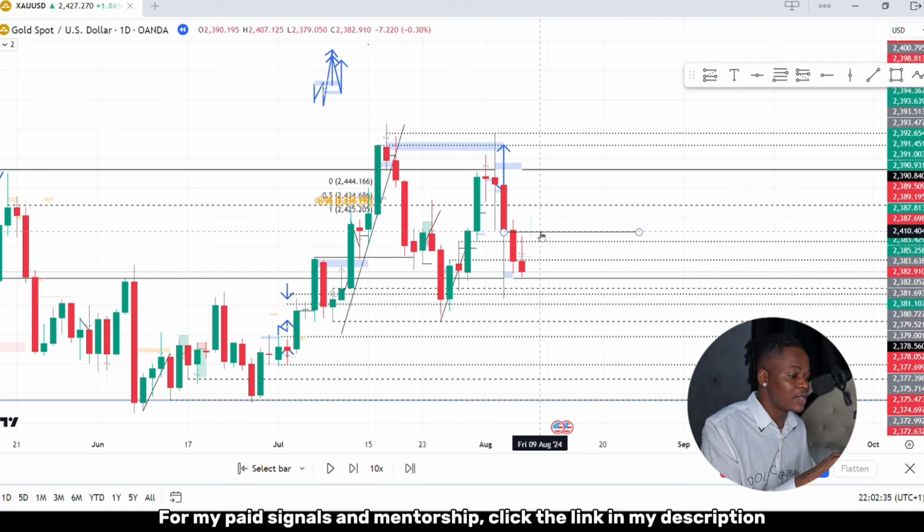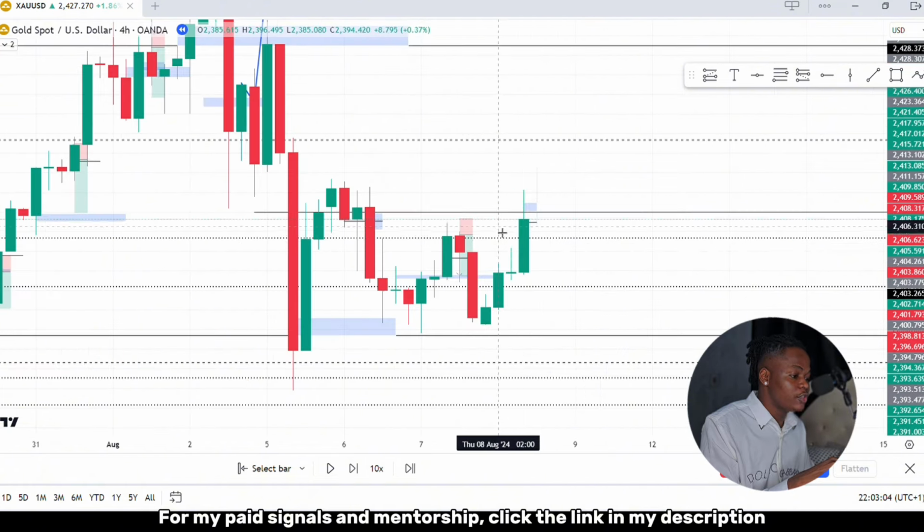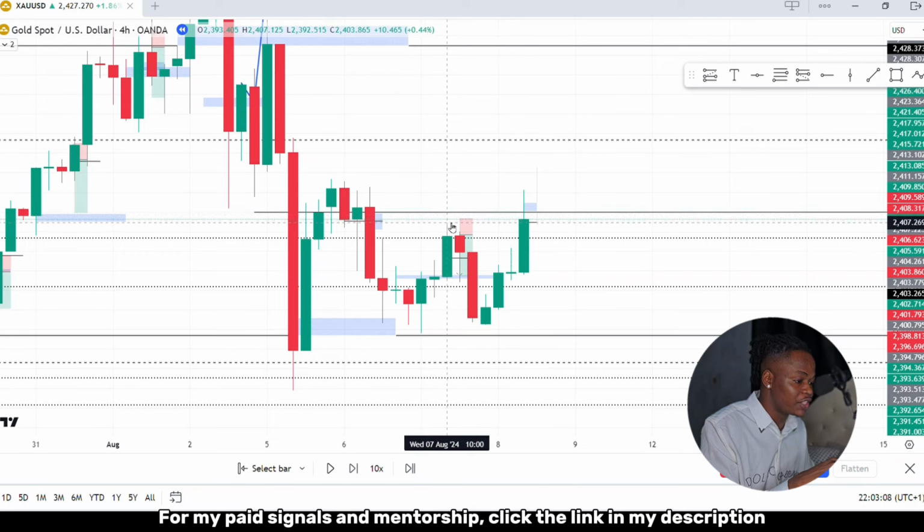Now let's switch to the 4 hours time frame and see what made us take this trade. This is the 4 hours time frame, and what I can see right now is that we had a swing high right here, and price closed above this swing high. When price closes above a swing high, it signifies a break of structure.